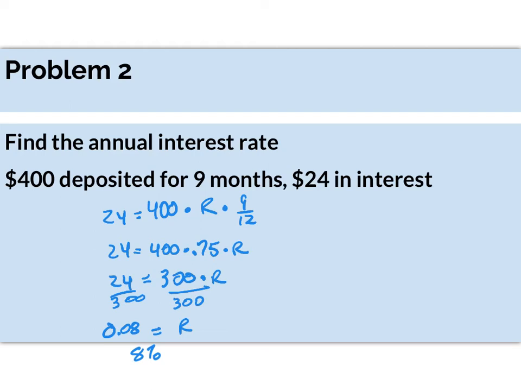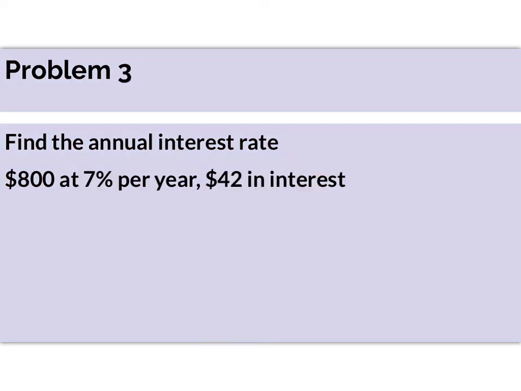So this concludes this video. Wait, we got one more problem, sorry. And now find the annual interest rate. So this is just straight multiplication. We want to find a rate, and 800 times 7% equals 42. This is a time problem. So we're not finding an annual interest rate, we're finding the time.